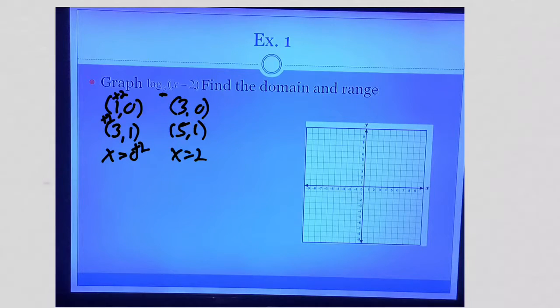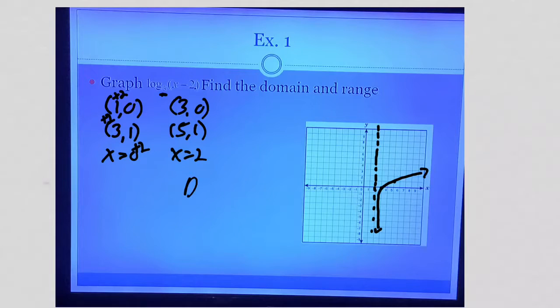So we're going to go ahead and graph that over here. 3, 0, 5, 1, and x equals 2 is now going to be a vertical asymptote. And then our curve is now going to go this way, and it's now going to go down.